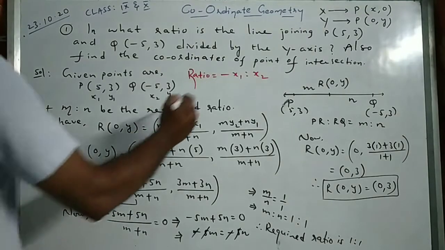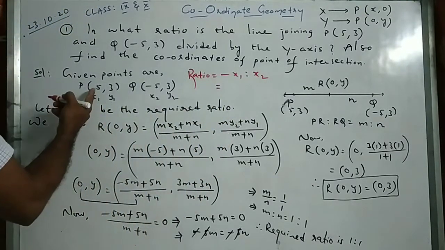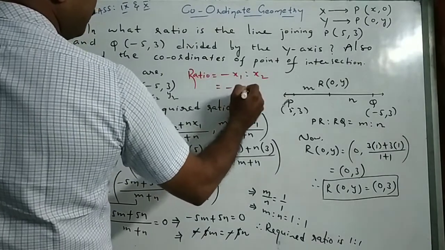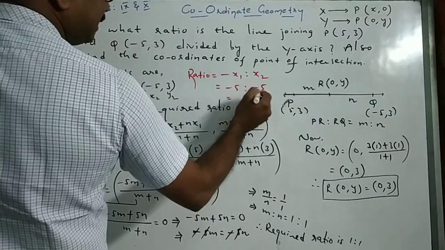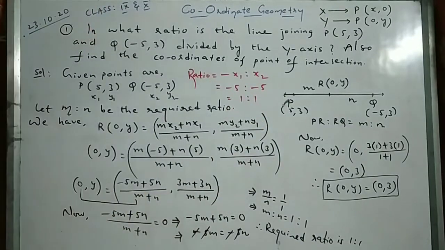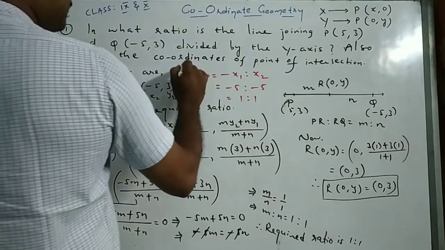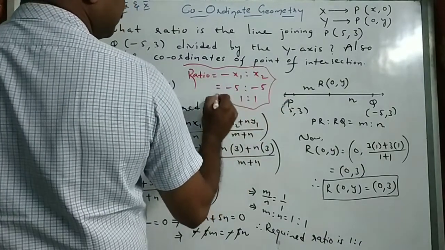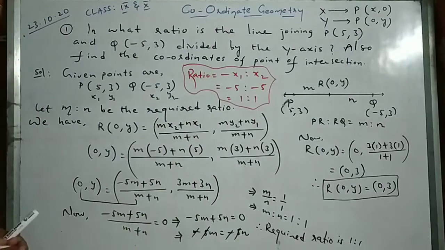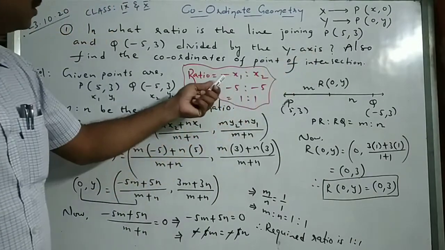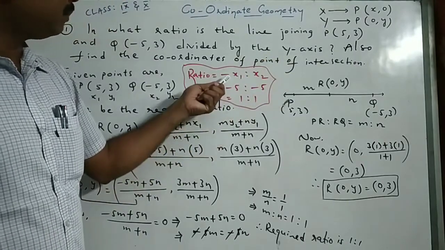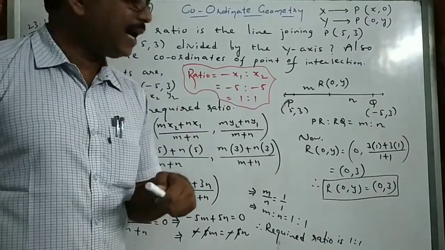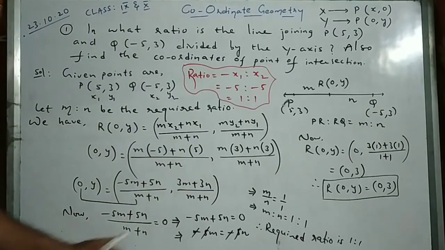See here, minus, what is the x1 value? 5. Minus 5 is to the x2 value, minus 5. So minus minus cancel, 5 cancel. So 1 is to 2. Easy, no? This is the shortcut to do this. Since it is the y-axis, I used minus x1 is to x2. If it is the x-axis, we should use minus y1 is to y2. After getting the ratio, we can find the coordinates of the division point also.